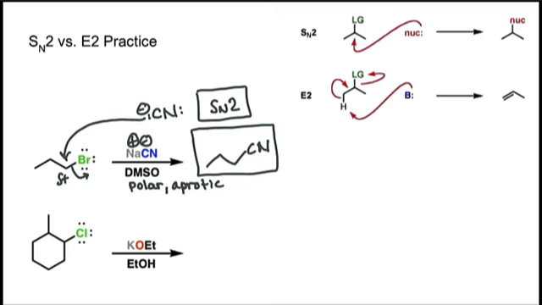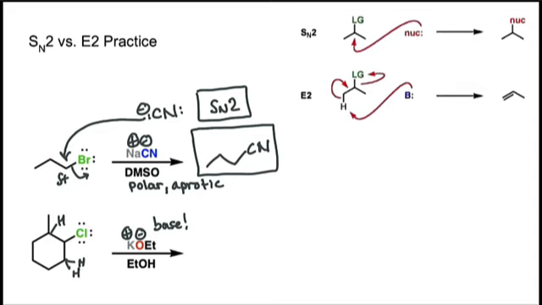The next example is that of potassium ethoxide as a strong base. Whereas cyanide was a great nucleophile, it liked to attack a carbon atom. Potassium ethoxide is a strong base, and so it would prefer to attack a proton. And so I'm going to find beta protons. I'm going to label them in.